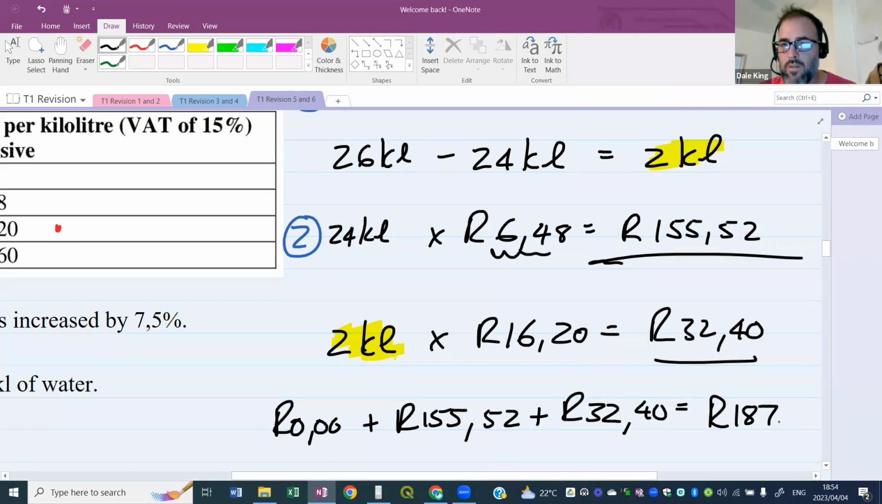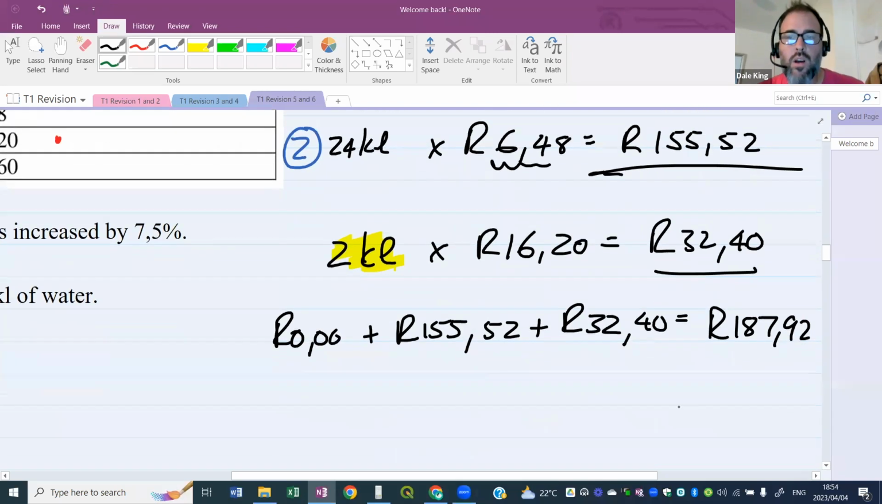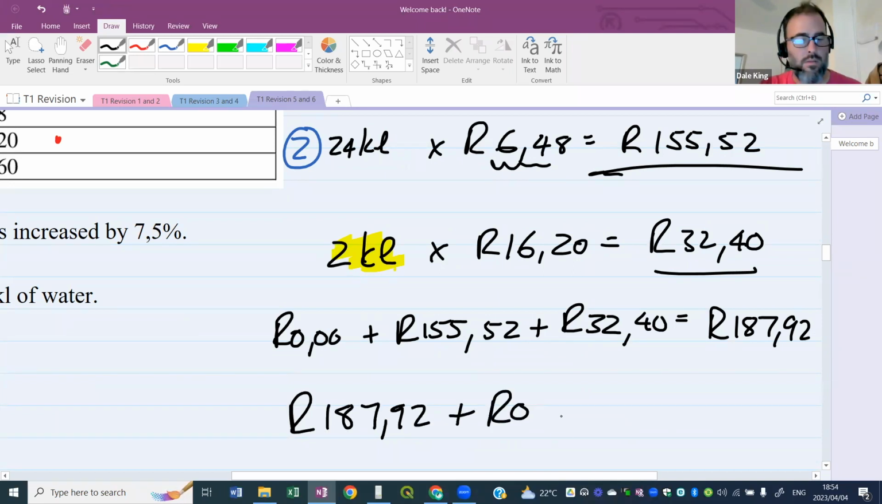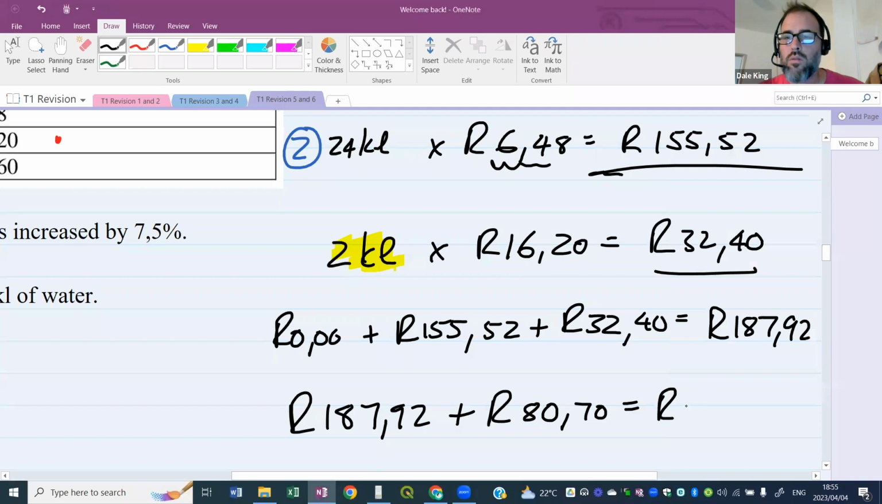Now I know what you guys are going to say. Teacher Dale, what about the fixed fee? Yes, we have to pay a fixed fee. We went over 6 kiloliters. We did 32 kiloliters, so we're way over. So we're going to add on the fixed fee: 187.92 plus the 80 Rand 70. This gives me a grand total of 268.62.